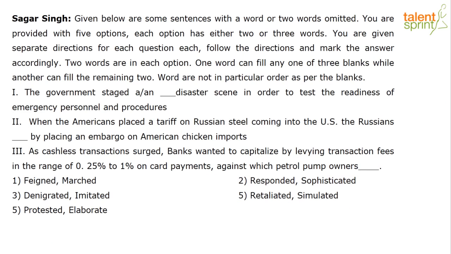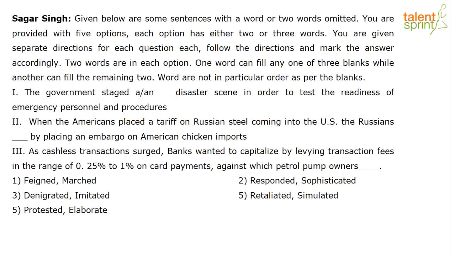There's another one. Let's try and do this as well. It's the same concept. Let's quickly pay attention to clue words in the context. The first sentence has one blank, the second sentence has one blank, the third sentence has one blank, so I'm just going to look at them as single blanks. The government staged a dash disaster scene in order to test the readiness of emergency personnel and procedures. So, any words that you probably don't understand?